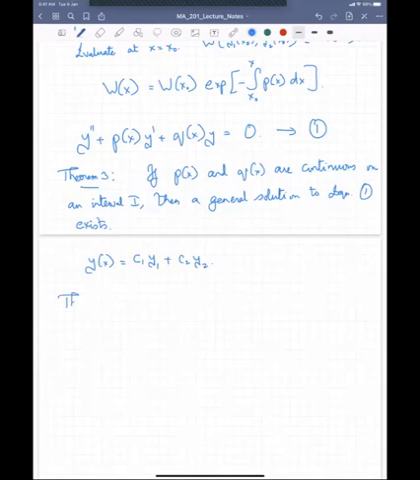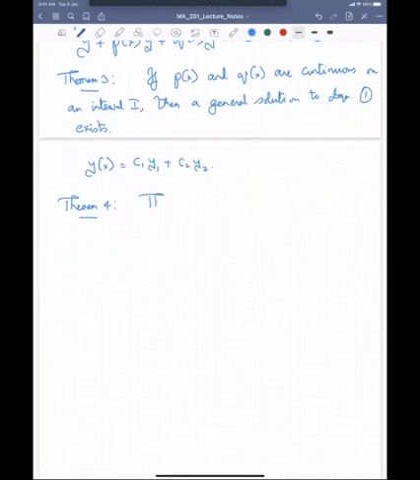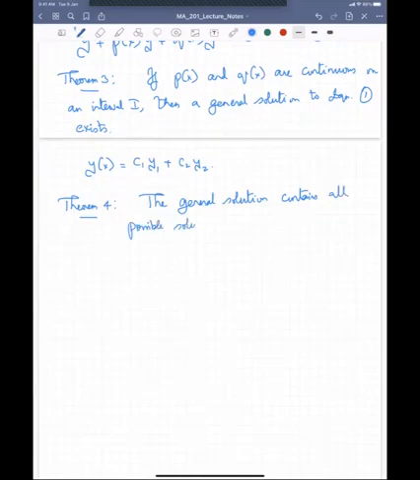So this is again given as a theorem, but you don't have to view it as a theorem. It's actually a very straightforward thing to understand. So I will write down the statement: the general solution contains all possible solutions. The question is, what does this mean? So again, I invite you to think about the simple idea of vectors, right? What does this have to do with vectors?